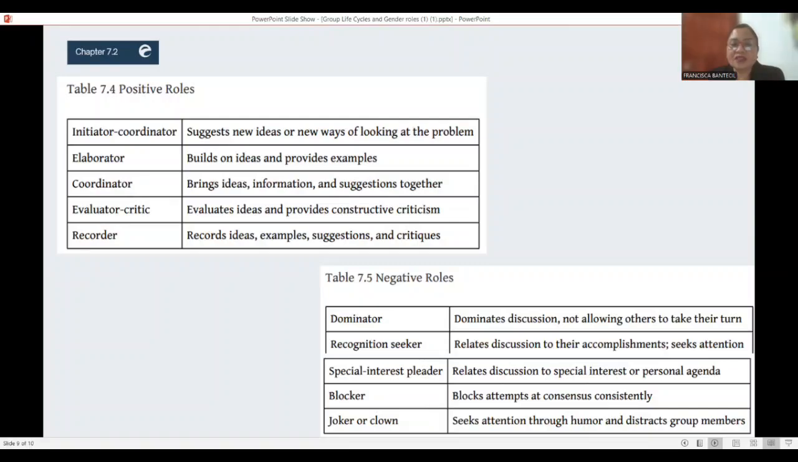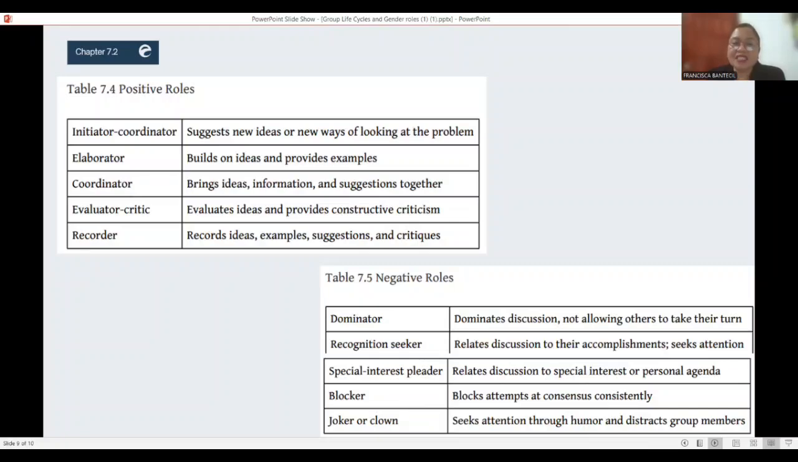Dominator. The dominator dominates discussion, not allowing others to take their turn. Next is the recognition seeker. Here, it relates discussion to their accomplishments and seeks attention. So sometimes they're already an attention seeker in a group. The next, the special interest leader, relates discussion to special interest or personal agenda.